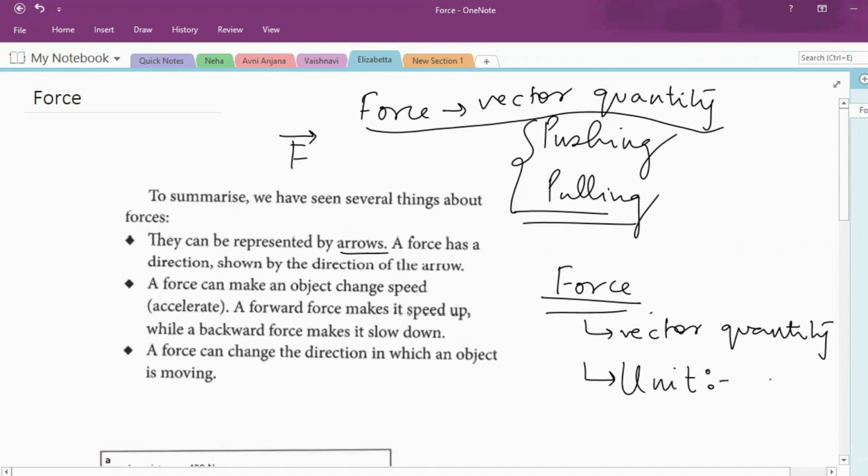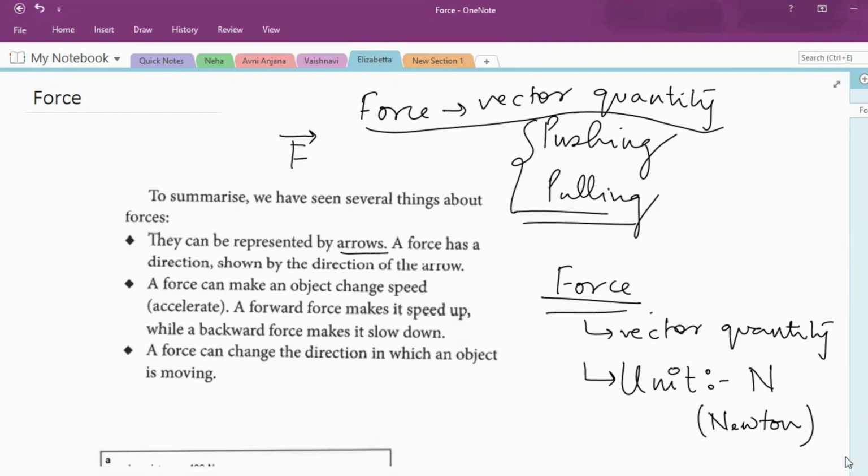Like how you represent mass in kilograms or grams, then you represent speed in meters per second or kilometer per hour. Like that, how do you represent force? Newton, N. Okay. So, for example, a force of 5 Newton is being applied. That's what the unit means here.